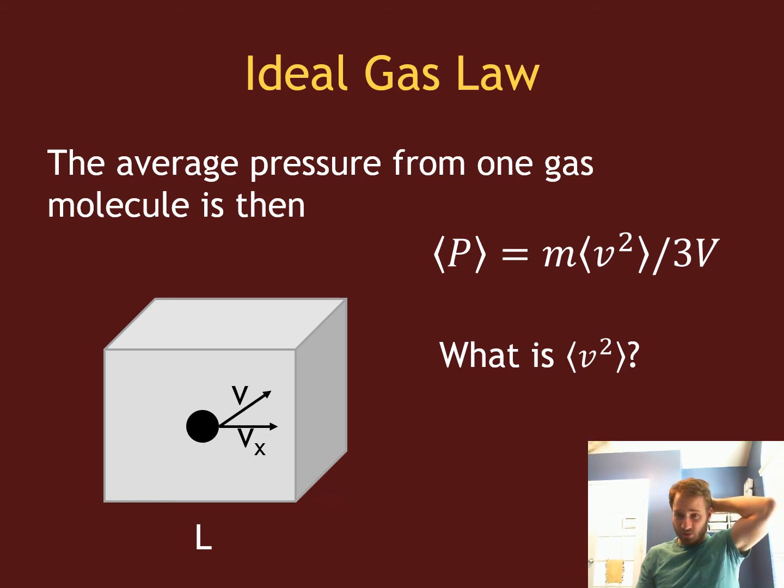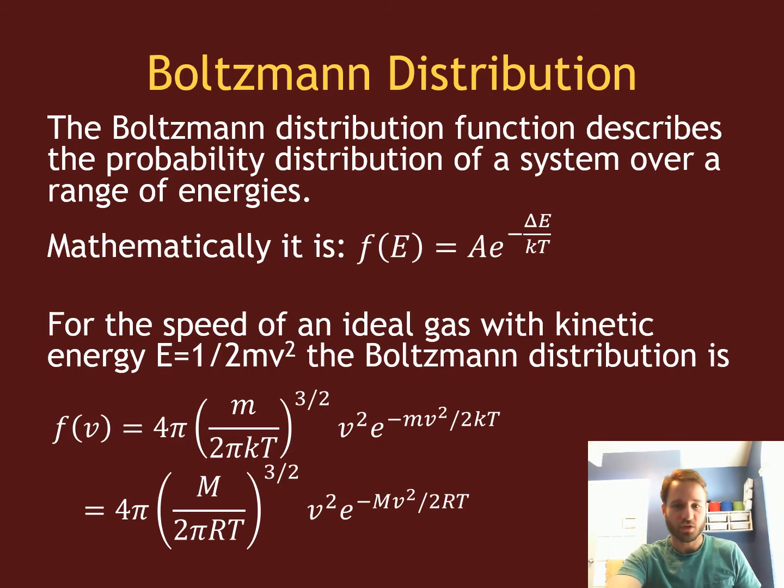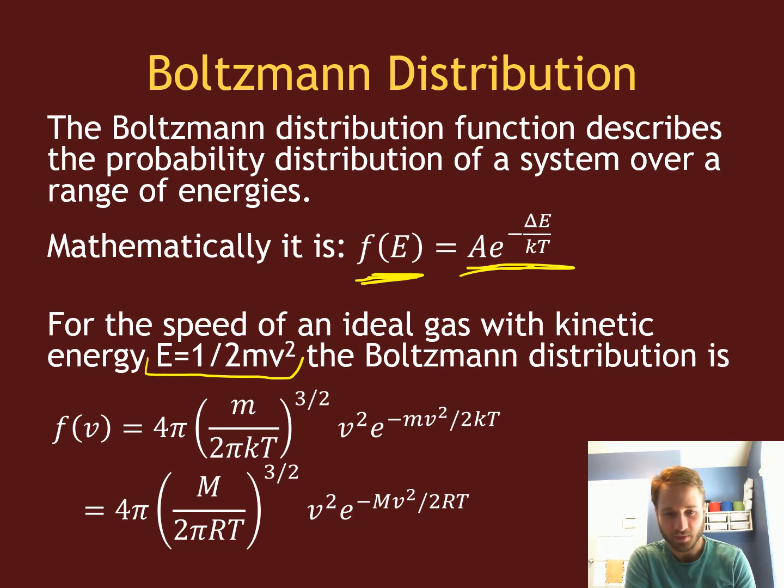But then the question is what is the average velocity squared? And this is where the Boltzmann distribution comes in. The Boltzmann distribution function is mathematically related to the relationship between the energy of a particle and its probability of being at that energy, and it's given by this relationship here. If we use the fact that we're dealing with a gas and its only energy is 1/2 mv squared, plug this into the Boltzmann distribution function, you get this function down here, with capital M here being the molecular weight, and R is the ideal gas constant, and so on and so forth.